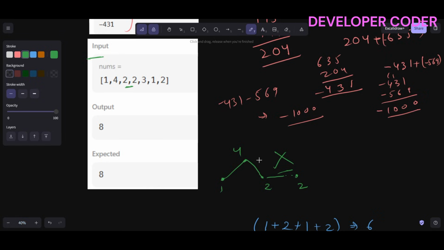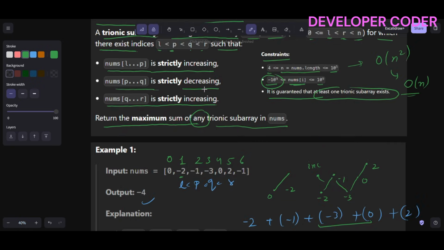Here in this case, maybe you are starting with, let's say, 2, and then 3, then 1, then 2. So 2, 3, 5, 6, 7, 8. So 8 is the output. Here it is saying strictly. Strictly means that it should be greater than, it should not be equal, right?